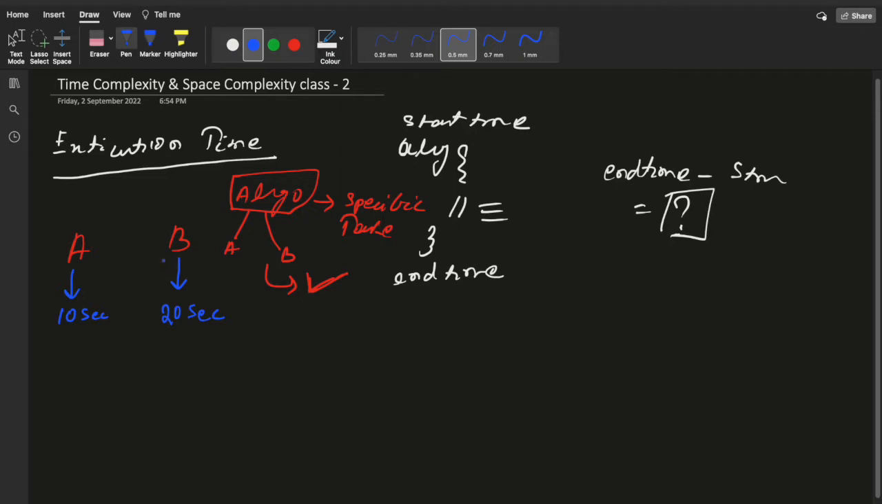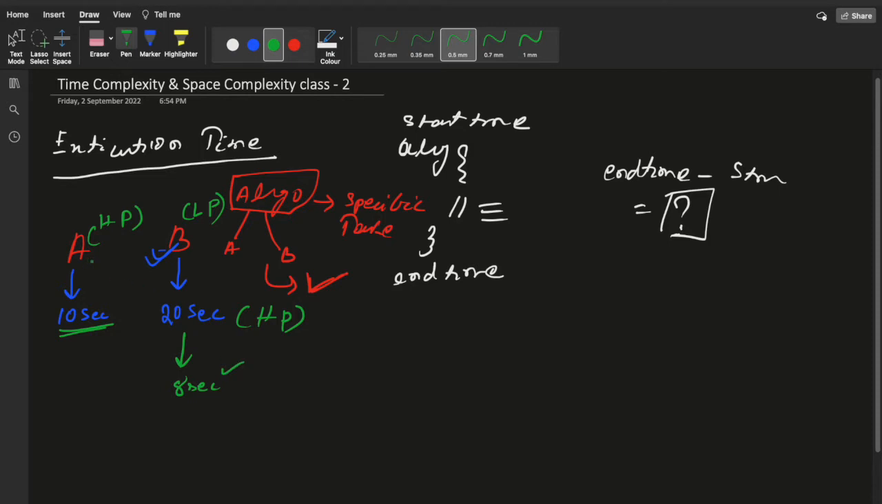Now B wonders why A's algorithm is taking very little time and why his algorithm is taking a long time. B found that A is using a high-end PC to execute the algorithm, but B is using a low-end PC. So B purchased one high-end PC, similar to A's. Now B's algorithm takes only 8 seconds to execute, but A's algorithm is still 10 seconds.